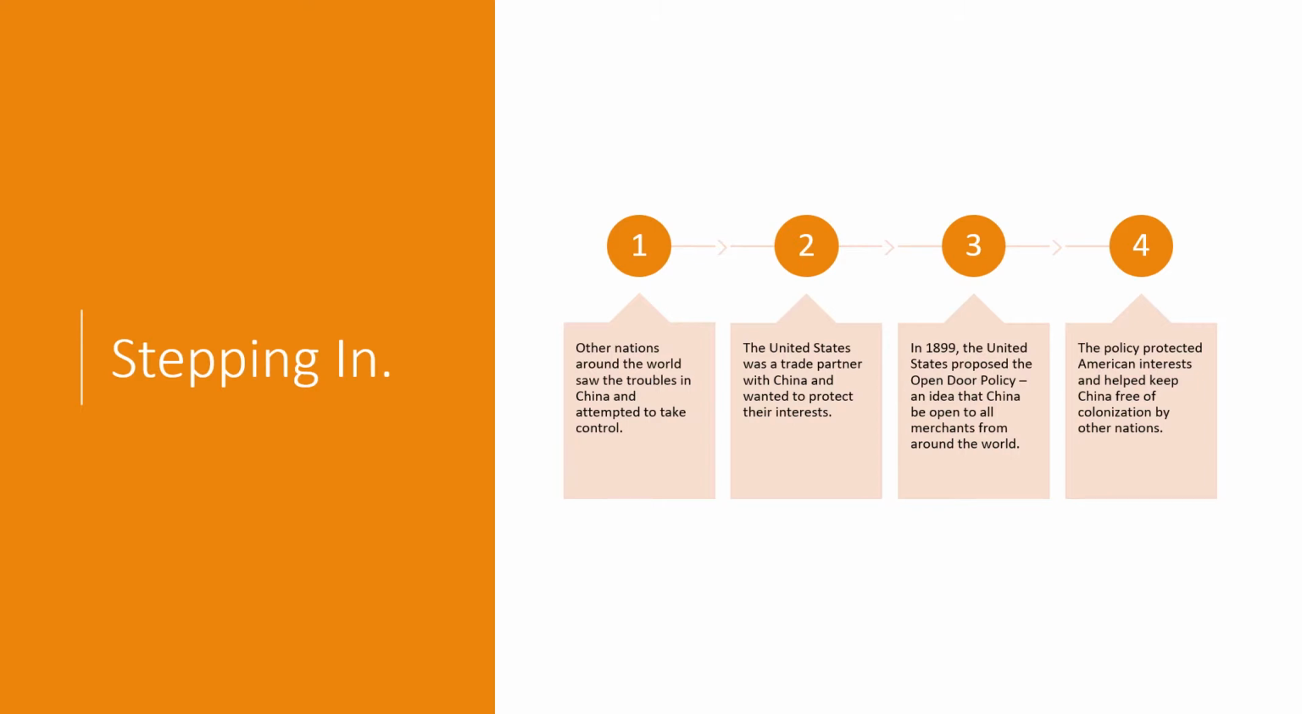However, other nations around the world saw the troubles in China and attempted to take control. One of these was actually our own country, the United States. It was a trade partner with China, and they wanted to protect their interests in China from these rebellions that were going on. In 1899, the United States proposed the Open Door Policy, an idea that China would be open to all merchants from around the world. So the policy protected American interests, and it also helped keep China free of colonization by other nations as well.